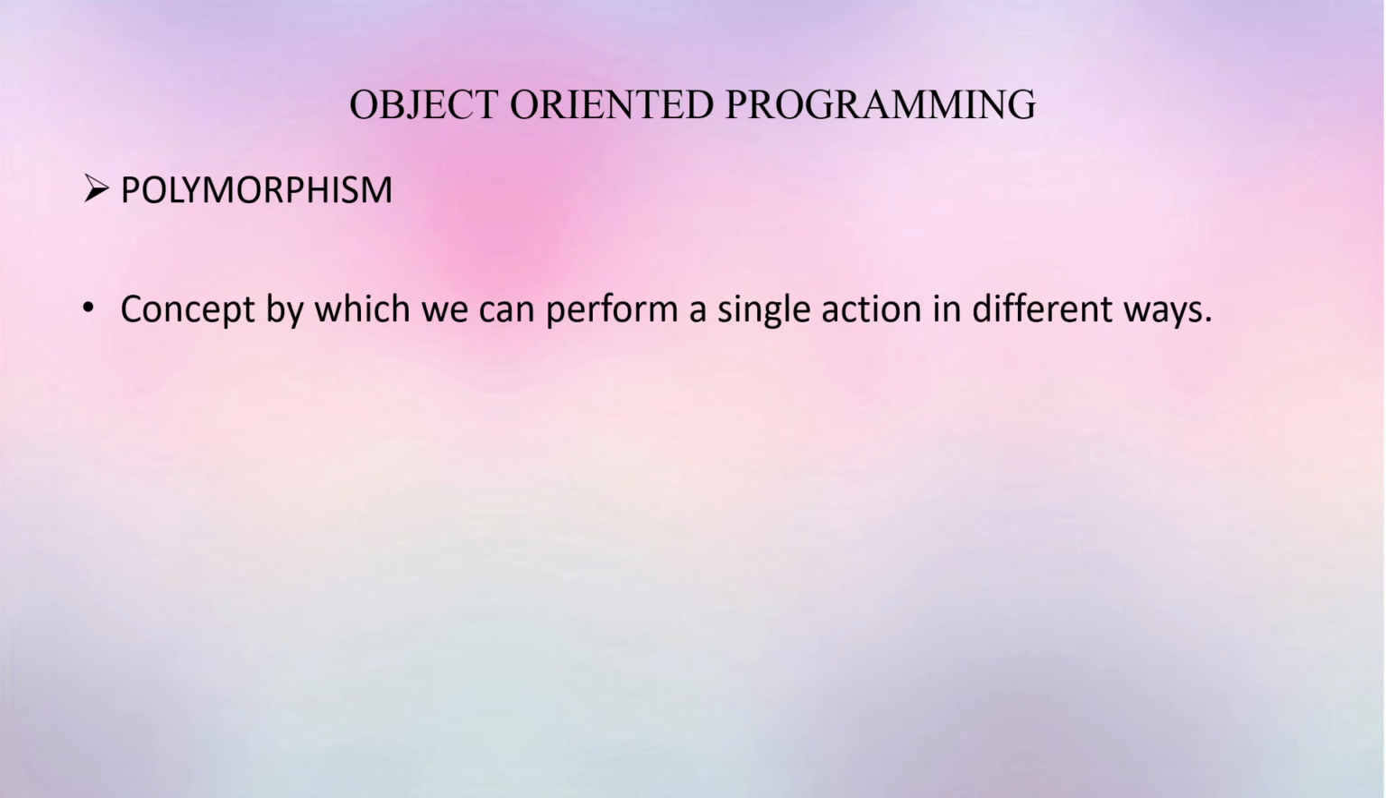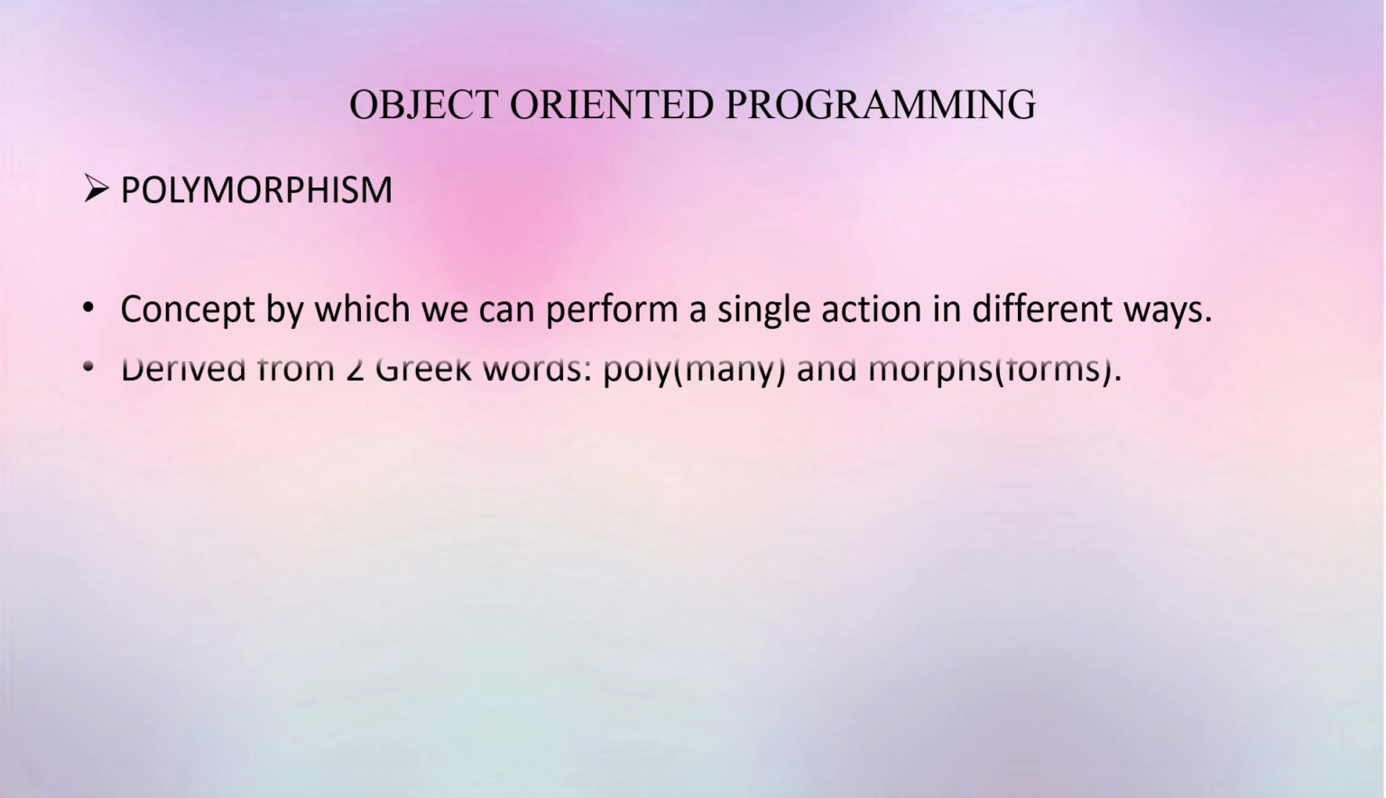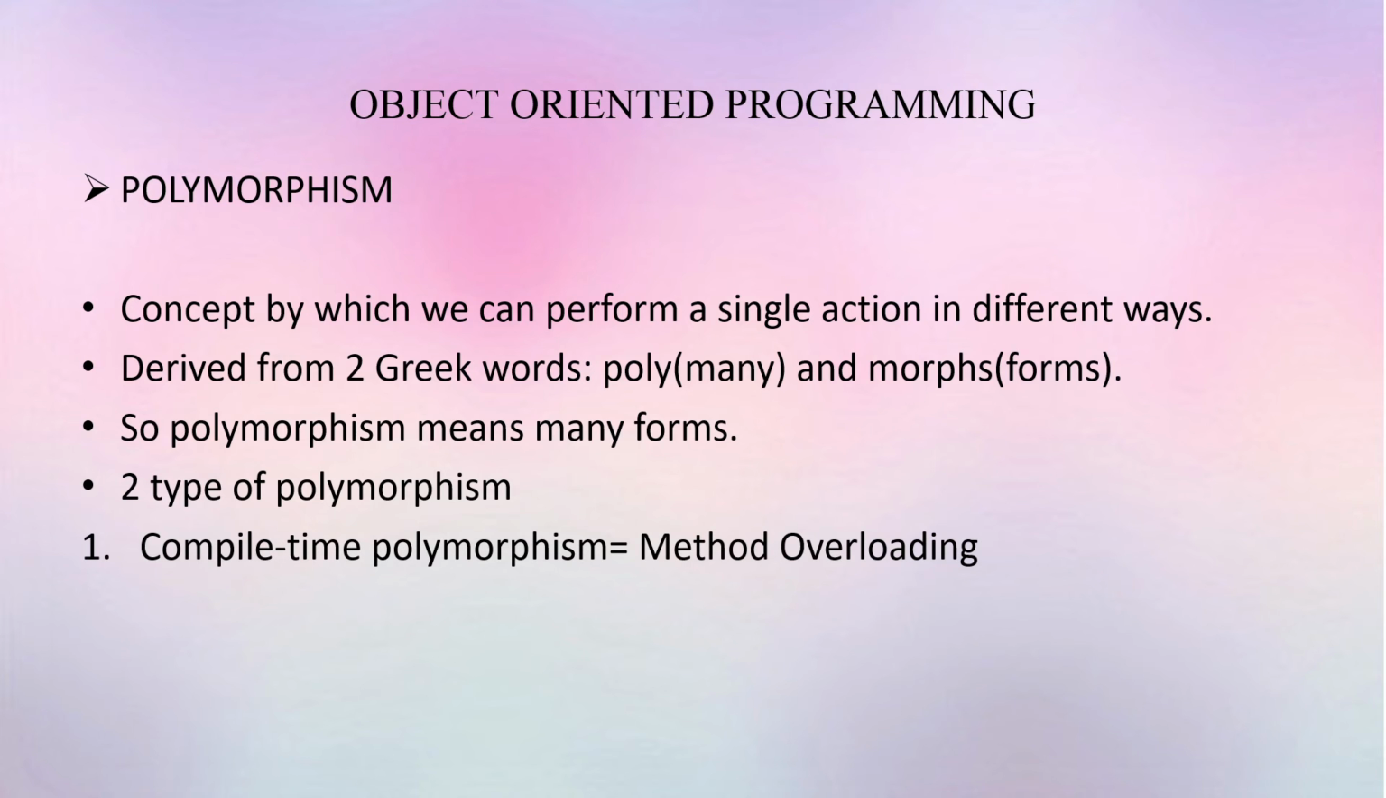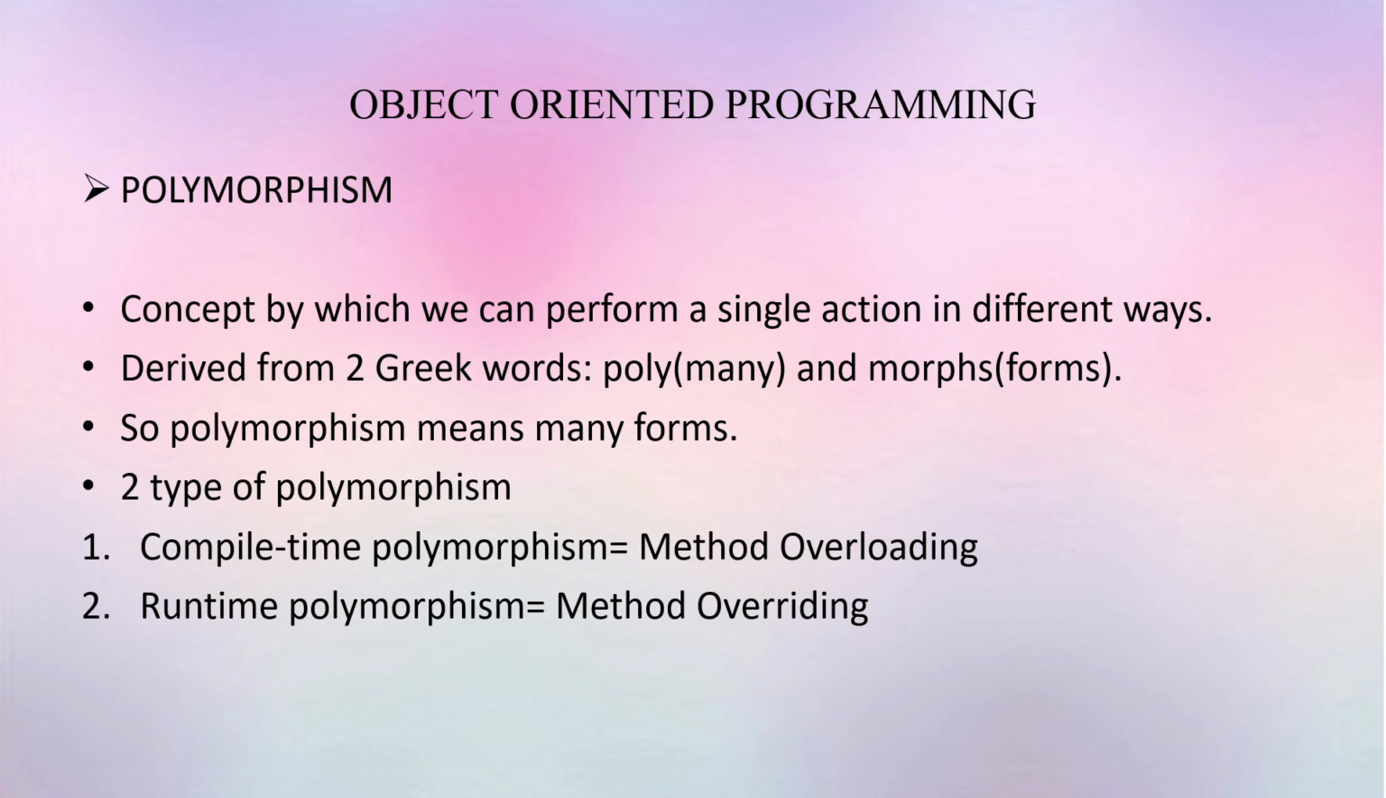Next, polymorphism. Polymorphism is a concept by which we can perform a single action in different ways. Polymorphism is derived from two Greek words, poly and morph. Poly means many and morph means form. So, polymorphism means many forms. There are two types of polymorphism. First, method overloading, that is compile time polymorphism, and method overriding is runtime polymorphism. After this, I will show coding for polymorphism.